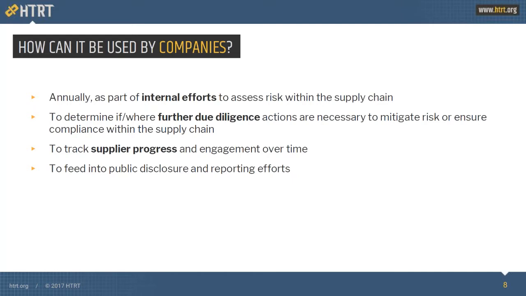So how can companies use the HTRT, and how are companies already using it? Well, primarily it is used on an annual basis as part of a company's internal efforts to assess risk within the supply chain. We have found that most of the companies that have downloaded the HTRT and are sending it out to their suppliers tend to be large companies with global, complex supply chains, often with suppliers in the thousands.